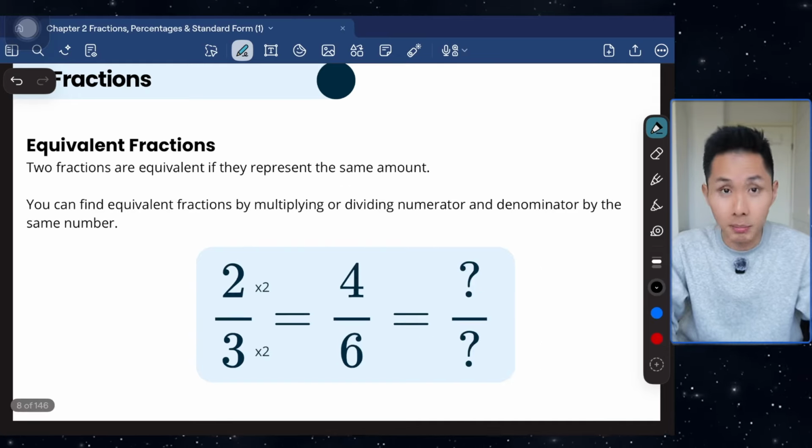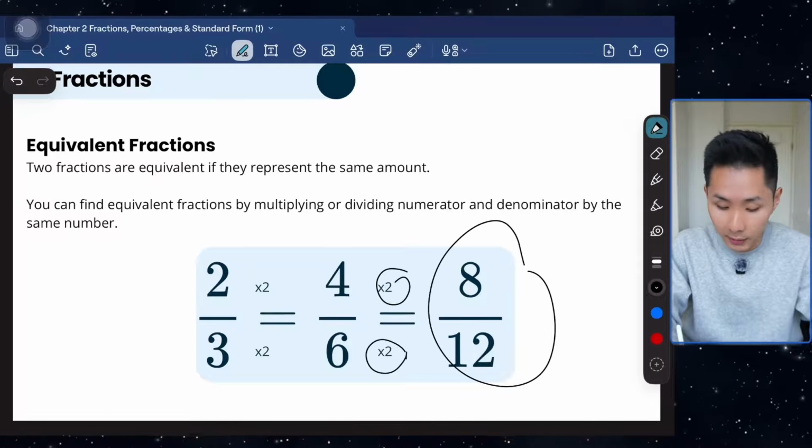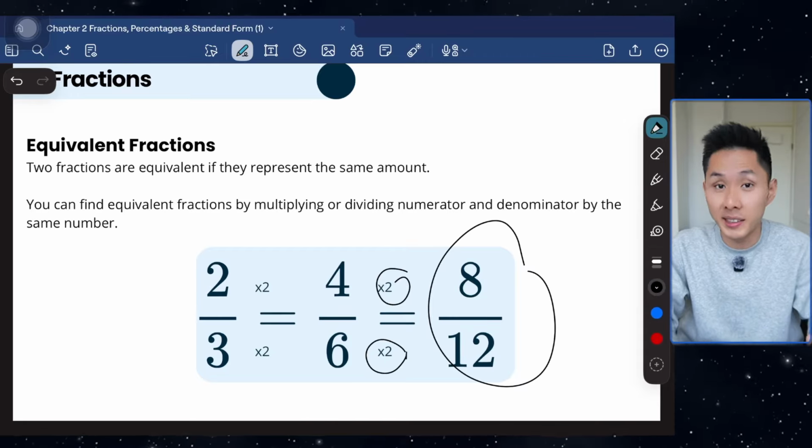So again, you can multiply by 2, or multiply by 2 again, and you'll get another equivalent fraction. So that's how easy it is to form them.